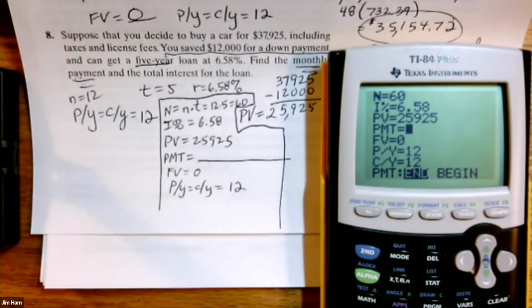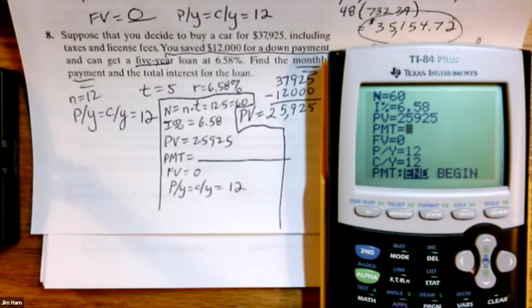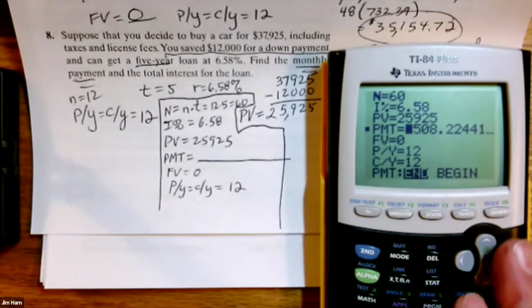With all numbers known except for the one, we put the cursor to the one we want to calculate, and then alpha, enter, alpha, enter. All right, so there's the monthly payment, 508.22.